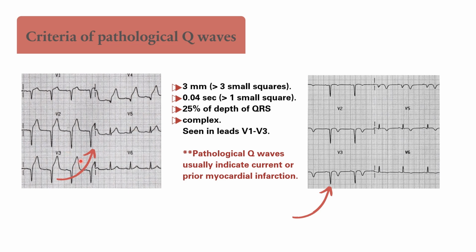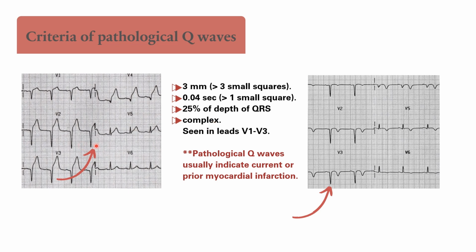And the pathological Q waves are key indicators of myocardial infarction, current or prior, and must meet the following criteria. The depth should be greater than 3 millimeters. The duration should be longer than 0.04 seconds. The depth is greater than 25% of the total QRS complex, and commonly seen in leads V1, V2, V3.